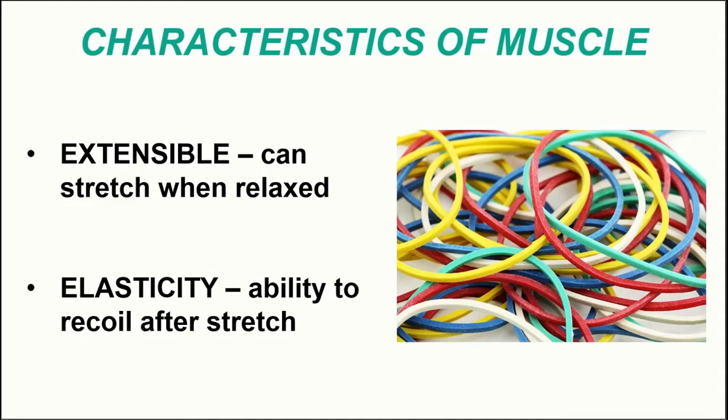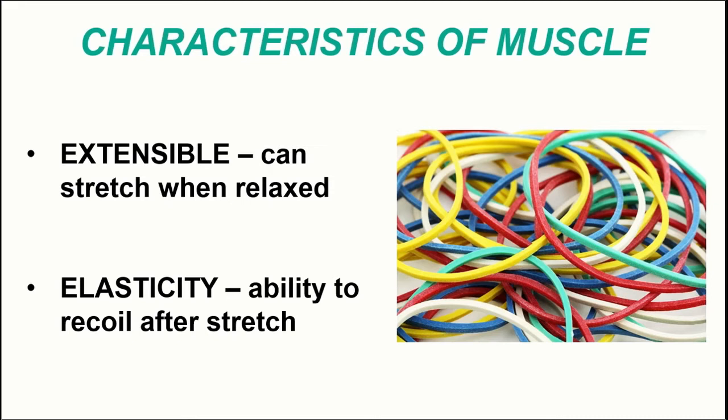Muscles are also extensible and elastic. So muscle tissues are extensible, which means that they can stretch to a greater length. That is, when they are relaxed, they are able to be stretched by another muscle or another body part to a much greater length. Muscles are also elastic, or they have this property called elasticity, which means that they have the ability to recoil back to a resting length after they are stretched.